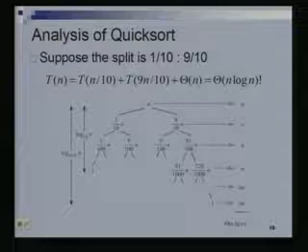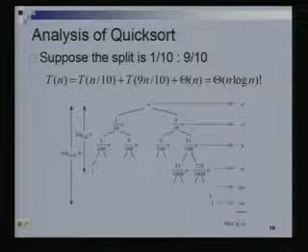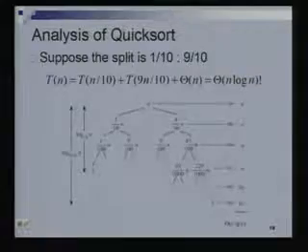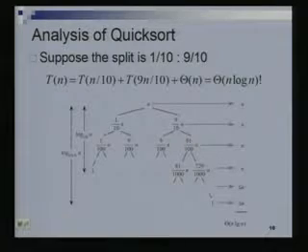Let's continue with this analysis. So we saw, if the split was half and half at every step, then we are lucky, and we get n log n time. Now suppose it was not half and half, but it was 1/10, 9/10. That is, 10% of the elements end up on one side and 90% of the elements end up on the other. And suppose this was happening at every stage. So you would not call this lucky, because it's not half and half, but it's still good, which is what we'll argue now.